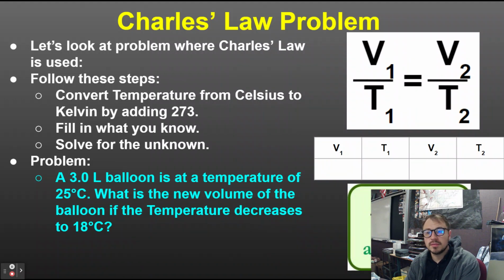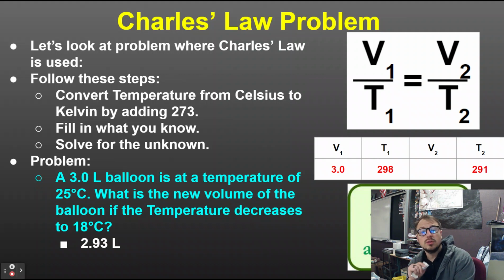What is the new volume of the balloon if the temperature decreases to 18 degrees Celsius? So the answer is 2.93 liters. But here's how I got this. Now notice for the original temperature, what I had to do was add 273 to 25.